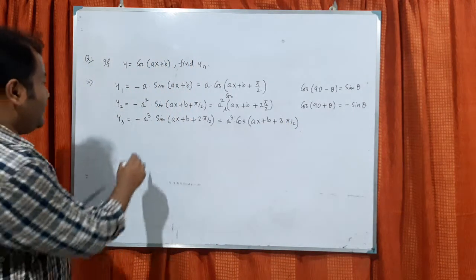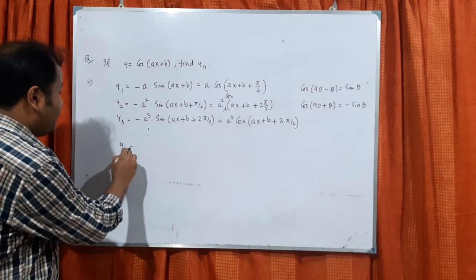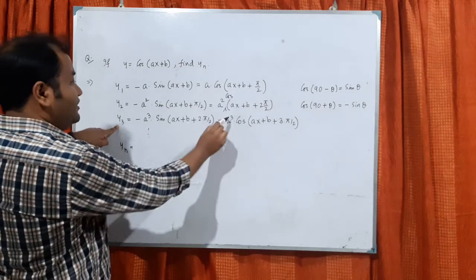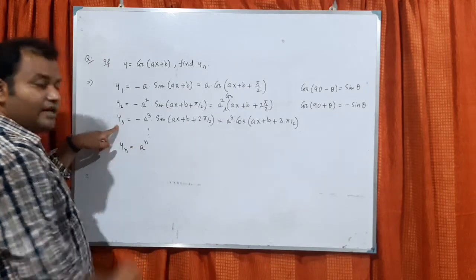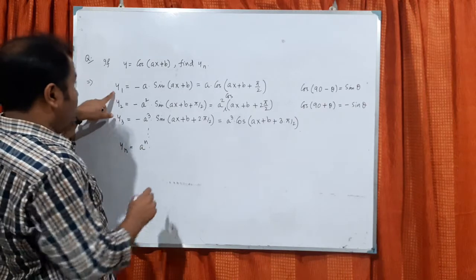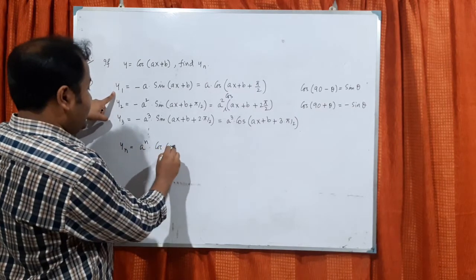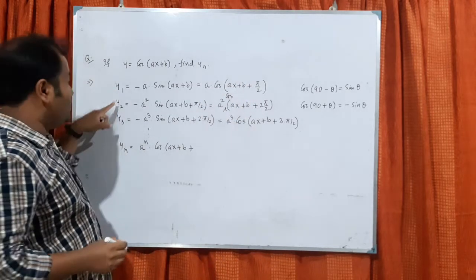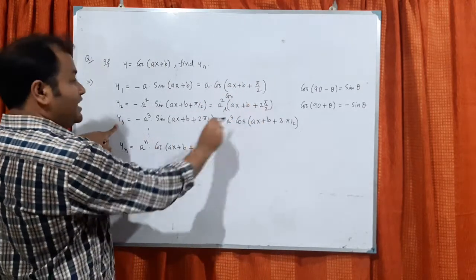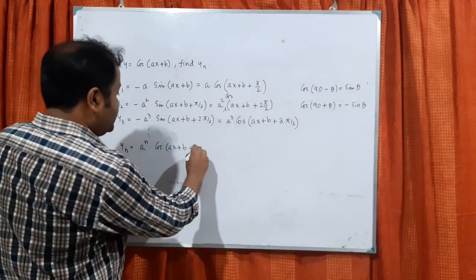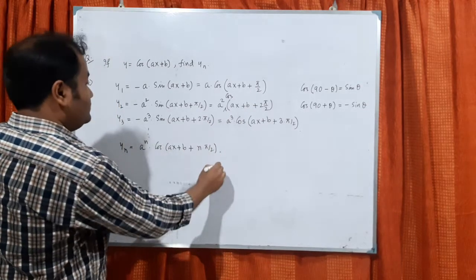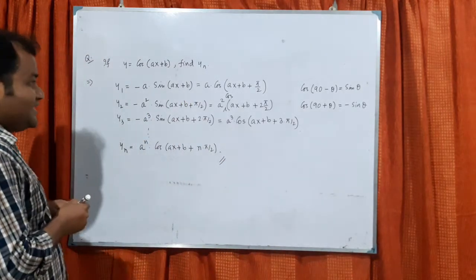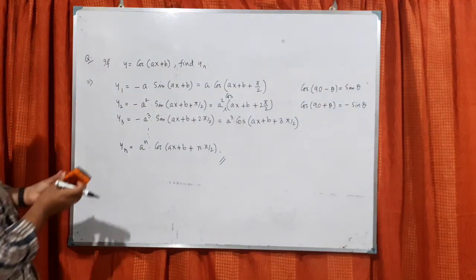Understand? So now we can probably find some pattern. What will be yn? y1 has a to the power 1, y2 has a to the power 2, y3 has a to the power 3, so yn should have a to the power n. Cos of ax plus b should be there plus, if it is 1, it is 1 pi by 2. If it is 2, it is 2 pi by 2. If it is 3, it is 3 pi by 2. If it is n, it is n pi by 2. That's all. So if there is a problem like this, we can just apply this.